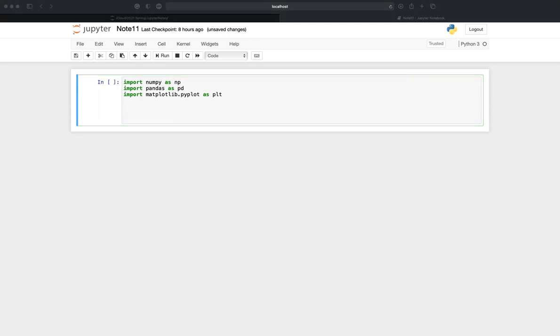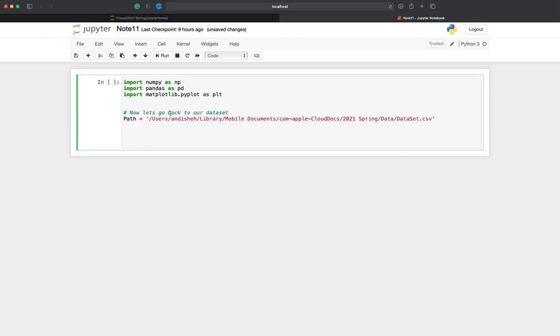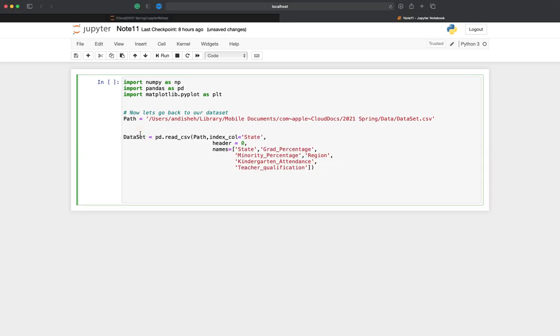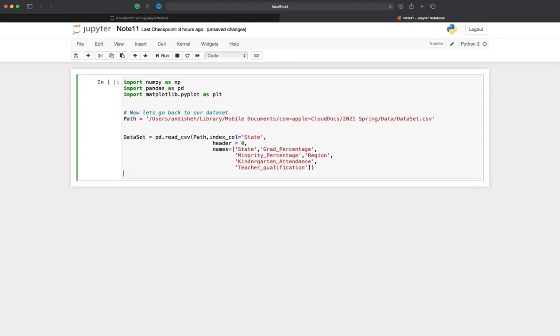And I'm going to define the path directory to the data set. Then I'm going to read the data set with all the columns, the way we saw this past couple of lectures.